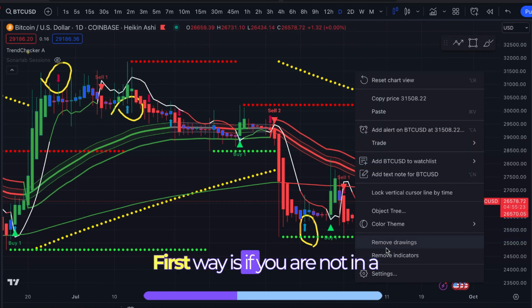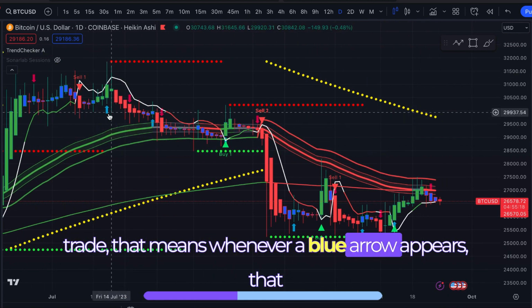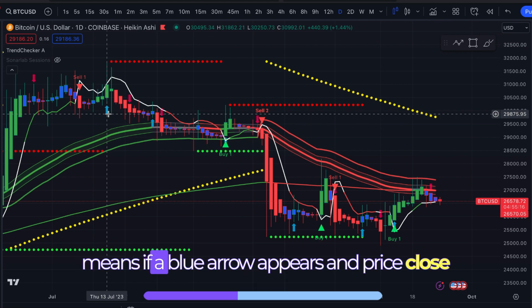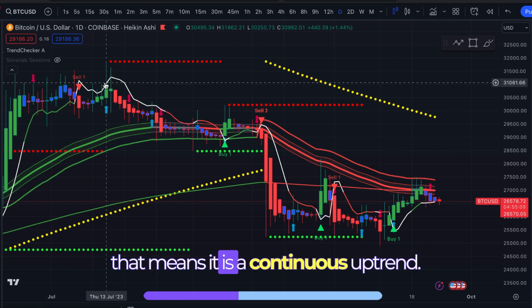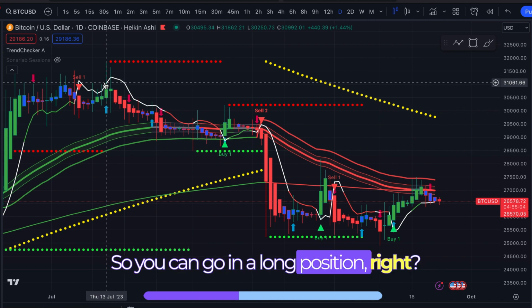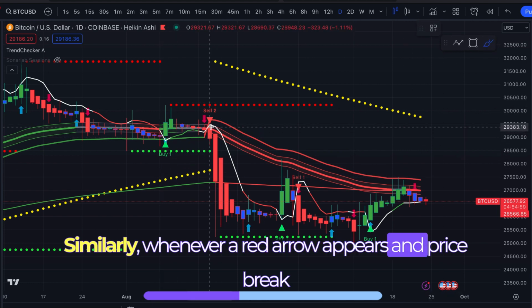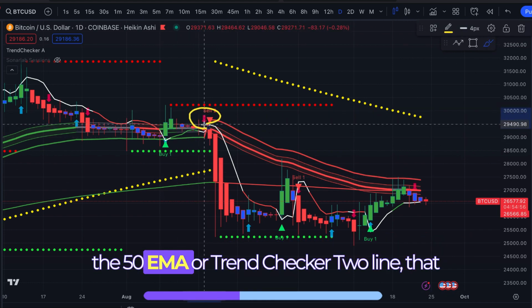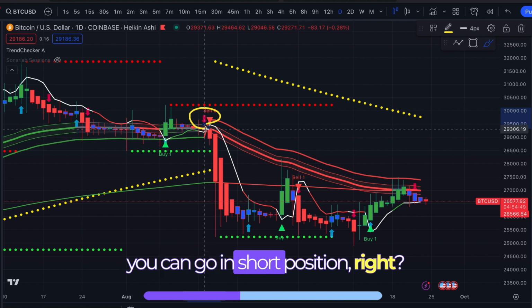First way is if you are not in a trade, that means whenever a blue arrow appears, that means if a blue arrow appears and price close above the white line, the Trendchecker 2 line, that means it is a continuous uptrend. So you can go in a long position. Right? Similarly, whenever a red arrow appears and a price break the 50 EMA or Trendchecker 2 line, that means it's a continuous move to the downside, so you can go in a short position.